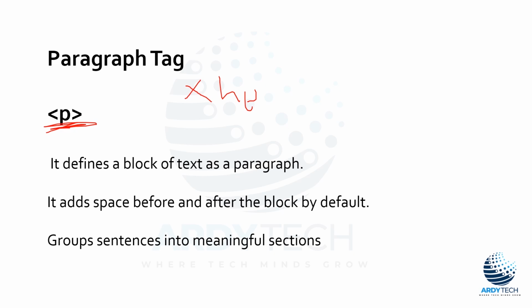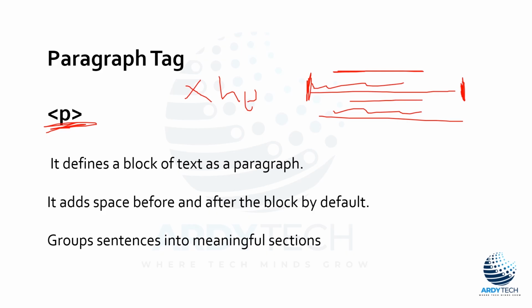It also adds a space before and after the block by default. So this simply means, for example, if we have one paragraph here, and we also have another here, this text by default makes sure to leave spaces from the front to the last end, and also it leaves space from the top and the bottom. So even if you have multiple lines of text, with the use of paragraph tag, it can create spaces by default, and also it groups sentences into meaningful sections. So this is the use of the paragraph tag.